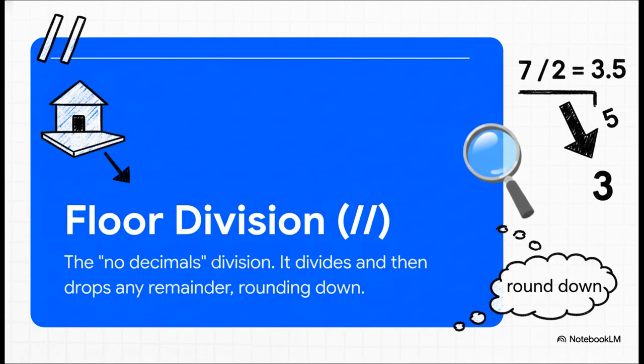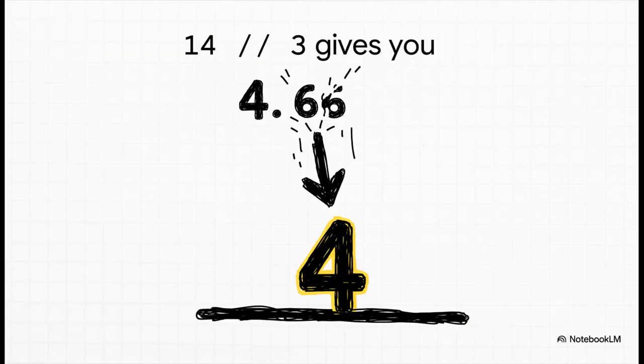Okay, next is floor division, and you spot this one by the 2 slashes. Just think of the word floor in its name. It does a division, and then it rounds the answer down to the nearest whole number, completely dropping any decimal part. It always goes down to the floor. For instance, if you did a regular division of 14 by 3, you'd get something like 4.66. But with floor division, Python just throws away that decimal and gives you the whole number, 4. It never rounds up, it just goes straight down to the floor.